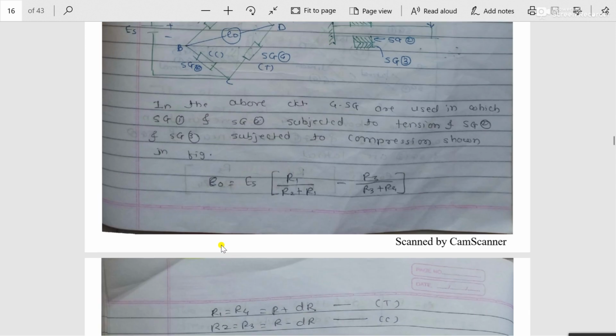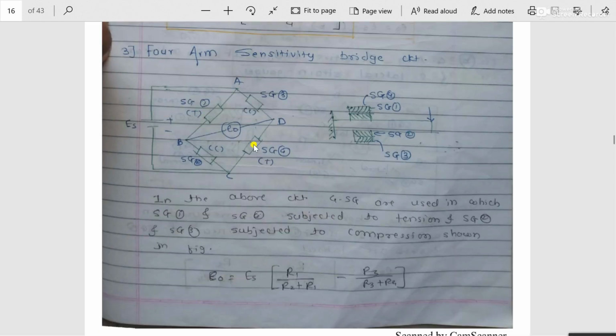If you go through the figure, strain gauge number 1 and strain gauge number 4 are subjected to tension, which means the resistance increases in strain gauge number 1 and strain gauge number 4. From that condition, R1 is equal to R4 because both are subjected to tension, which is equal to R plus delta R. Once again, this capital R represents the resistance before application of load, this delta R represents the change in resistance after application of load, and this plus sign represents that strain gauges 1 and 4 are subjected to tension.